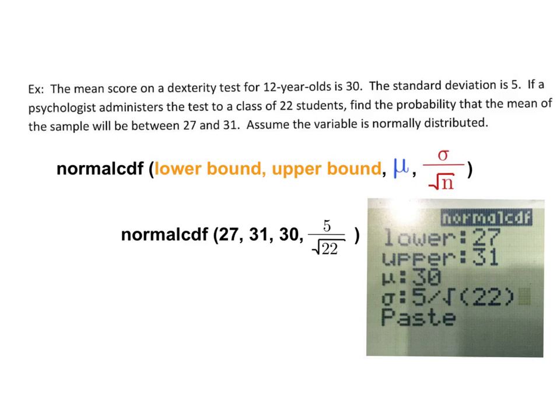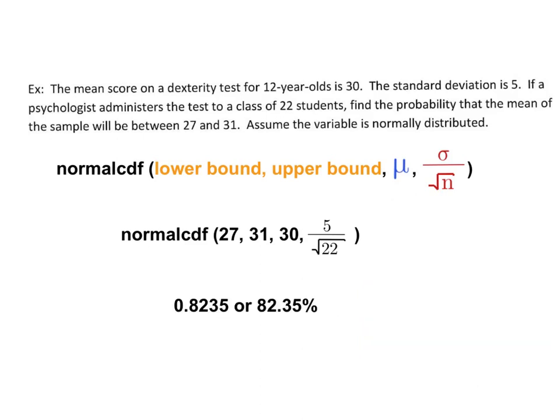How many had that? You're dying to know if you got the right answer. You should have gotten 0.8235 or 82.35%. How many had that? Okay. Now let's think about why that number.